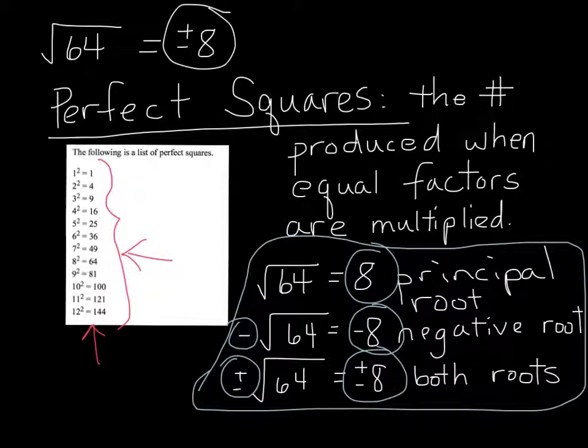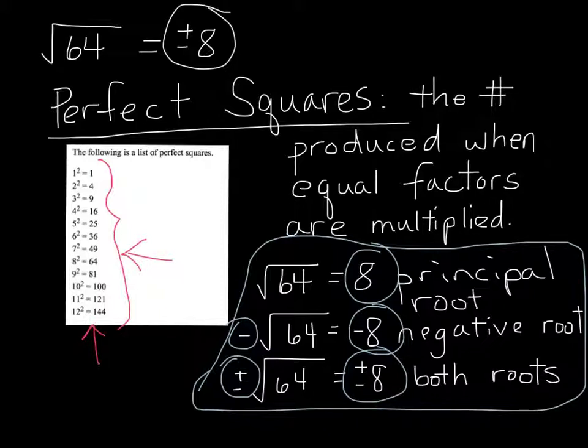Alright, so perfect squares. A perfect square is the number produced when equal factors are multiplied. So I've already showed you that the square root of a perfect square is a rational number. It's usually a whole number. Now the square root of 64 could be 8 or negative 8. So how do you know which one they want?